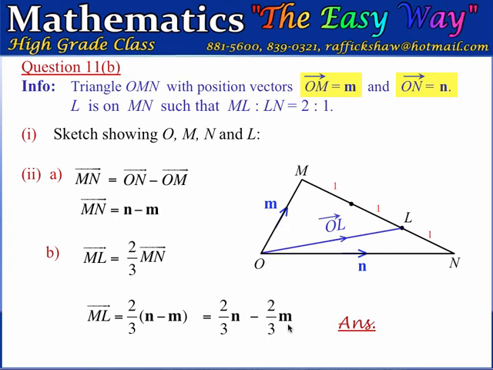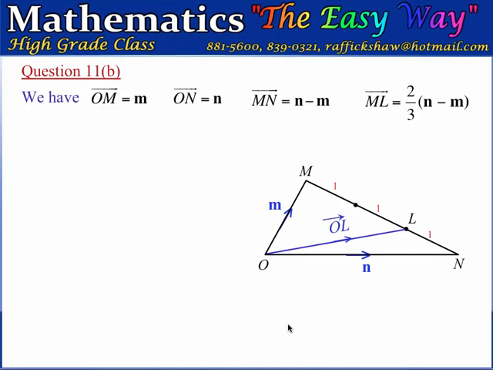So let's go down now to part 3. Now what we have so far is that the vector OM is equal to m, the vector ON is equal to n, the vector MN is equal to n minus m, and the vector ML is 2/3 of n minus m. OM is the position vector of M, ON is the position vector of N, MN is a displacement vector from M to N, and also ML is a displacement vector from M to L.